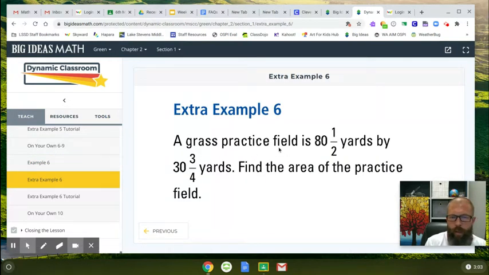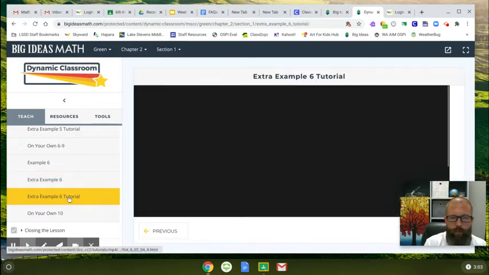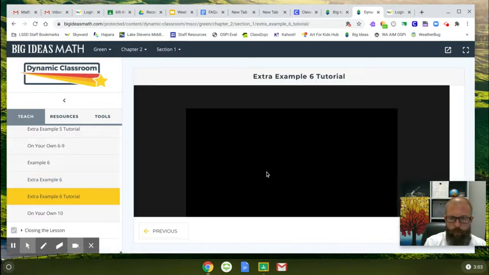Same thing here. We have a rectangular practice field and want to know the area. Area is multiplication, length times width, so we're going to multiply. The lawn is 10 5/6 yards by 8 2/5 yards. Find the area of the lawn.